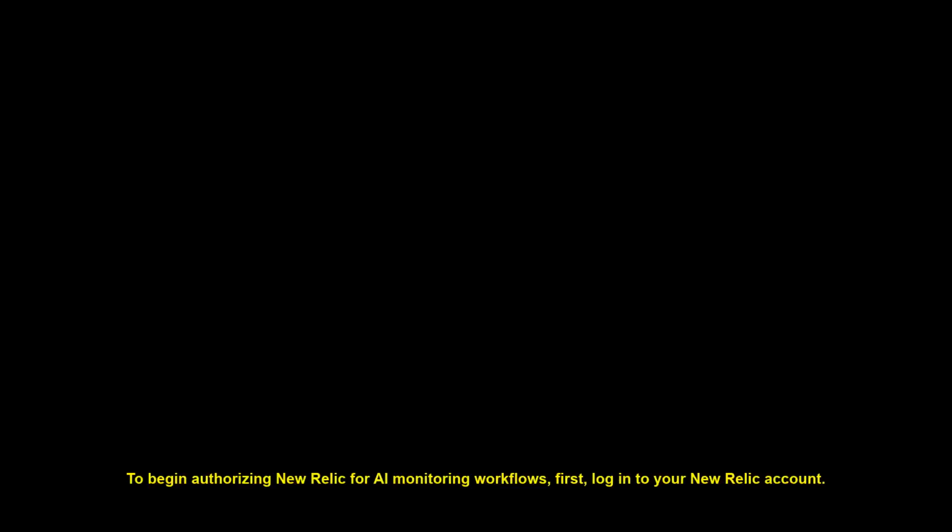To begin authorizing New Relic for AI monitoring workflows, first, log in to your New Relic account. Navigate to the Account Settings section from the main dashboard. Within the Account Settings, look for the API Keys option. Click on the API Keys option to view your current keys.